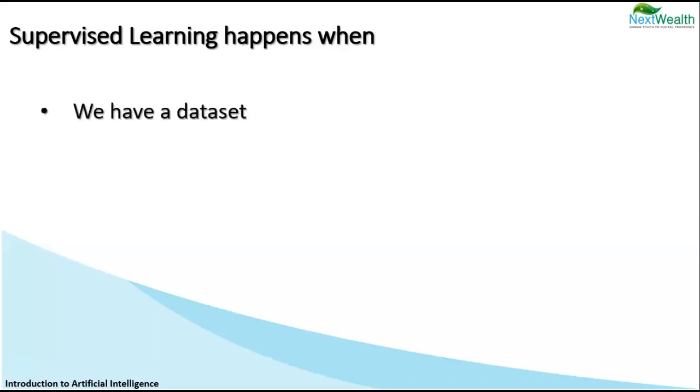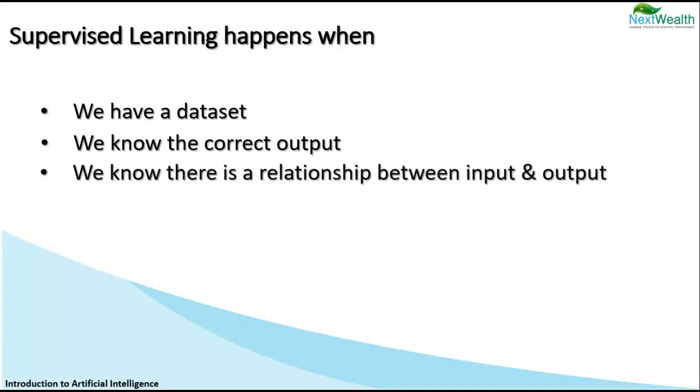For this, we would need to have a data set and know the correct output for that particular data set, which in other words also means to know there is a clear relationship between the input and the output.